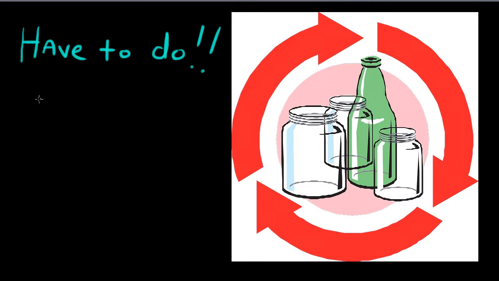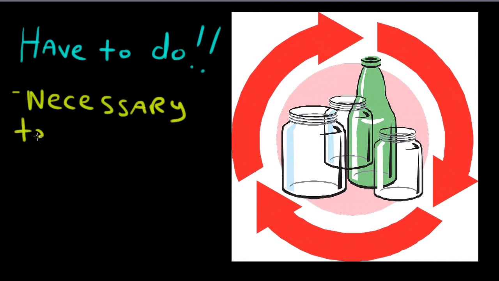Do you care about saving the planet? Is the Earth important to you? Well, here are some things that you have to do in order to save the planet. You have to recycle. You have to save energy. You have to not waste water. And you don't have to buy lots of new things every day if you don't need them.